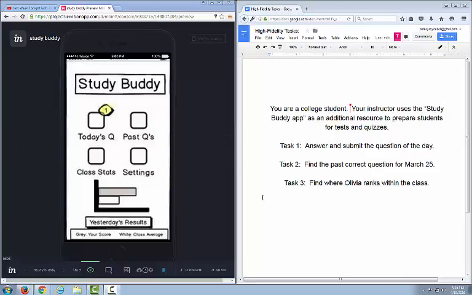Okay, I'm a college student. My instructor uses the Study Buddy app as a resource to prepare me for my tests and quizzes. My first task, I'm going to answer and submit the question of today.